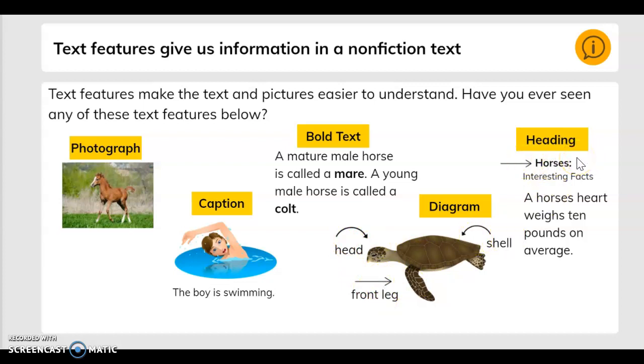Heading. The heading is usually under the title, and it might be what we are about to read. So again, headings are bold words that state what the paragraphs or sections will be about. Okay, so keep that in mind.